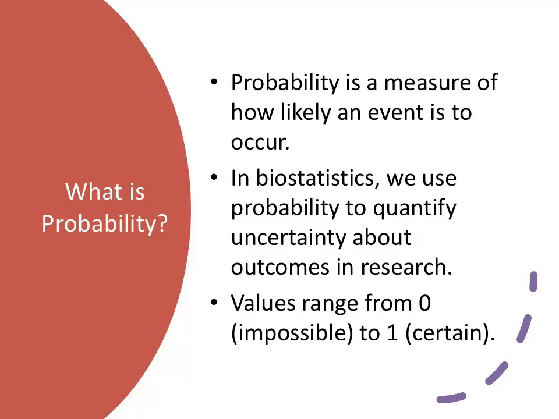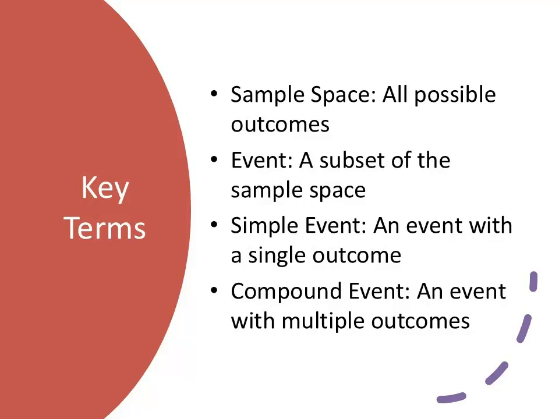In biostatistics, this is incredibly important because it allows us to quantify the uncertainty that is inherent in all research outcomes. Probabilities are expressed as values ranging from 0 to 1. A probability of 0 means the event is impossible, while a probability of 1 means it is absolutely certain to happen. To work with probability, we need to understand a few key terms.